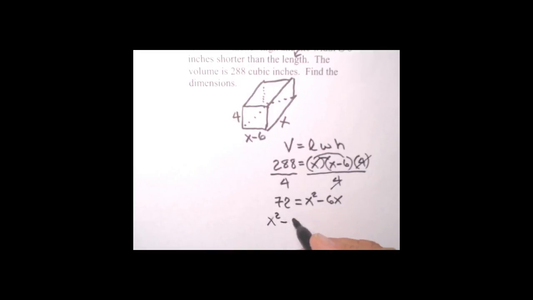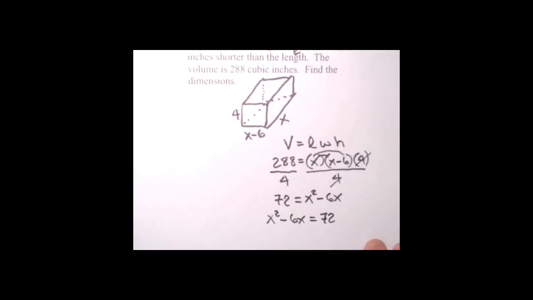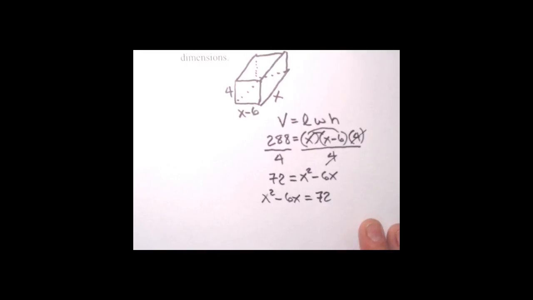X squared minus 6x equals 72. And what that does is that allows me to get the x squared over here with a plus in front, which is what's required for all of our factoring methods. Well, okay, just keep progressing along here.